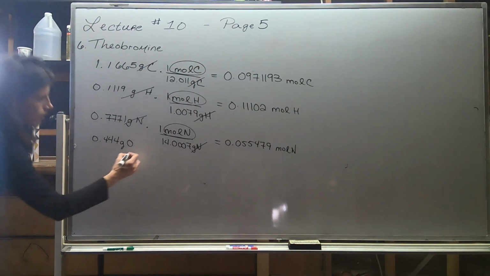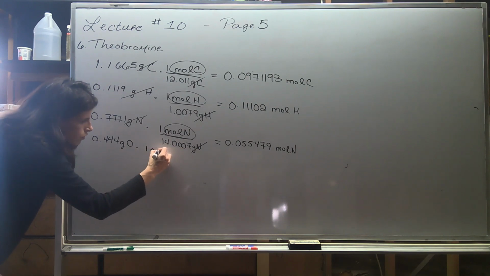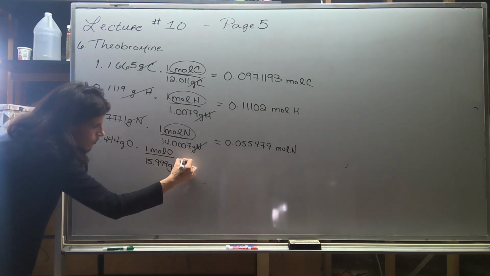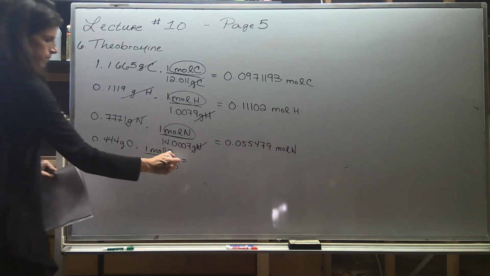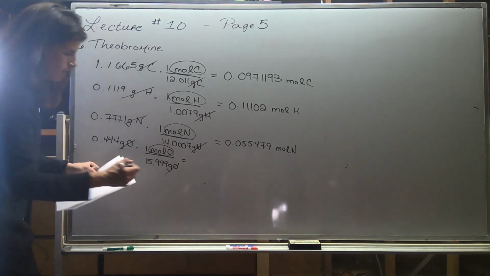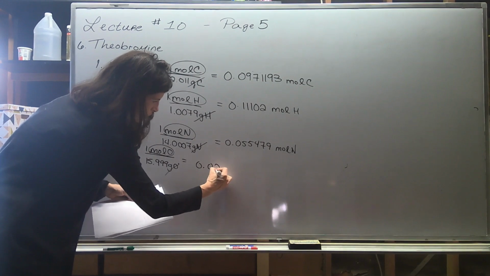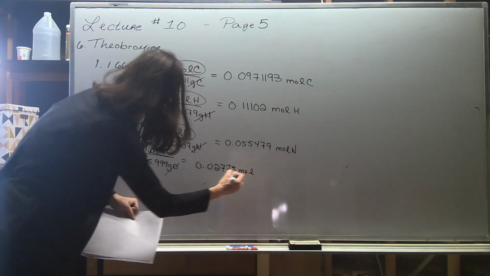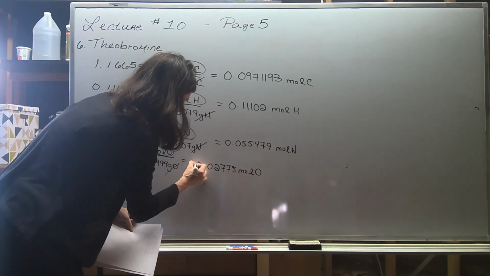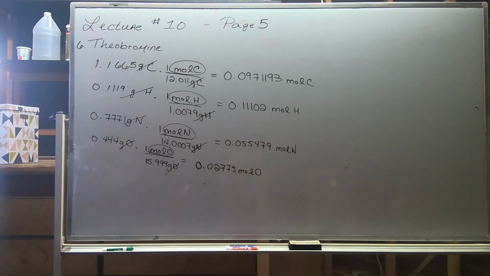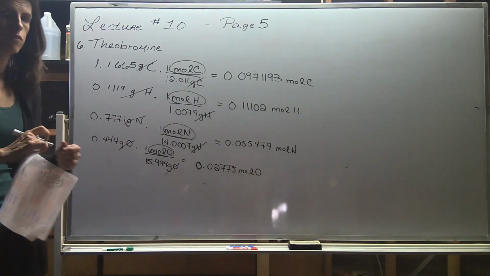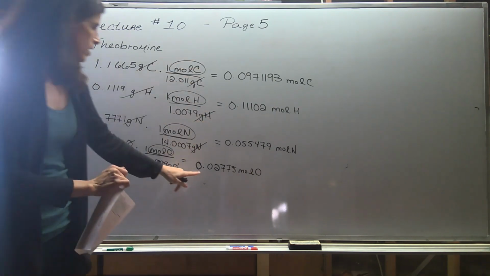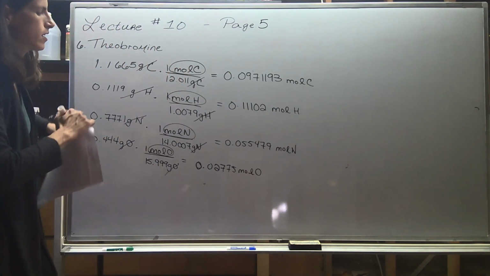And the last one here is my oxygen. So 1 mole of oxygen and 15.999 grams of oxygen. And I got 0.02775 moles of oxygen. So once all of the elements are converted to moles, you need to identify your smallest mole value, and in this case it's the oxygen. So everybody's going to get divided by that value.